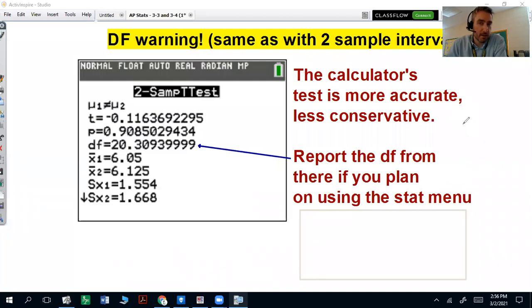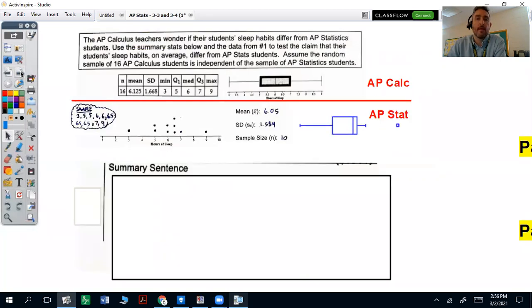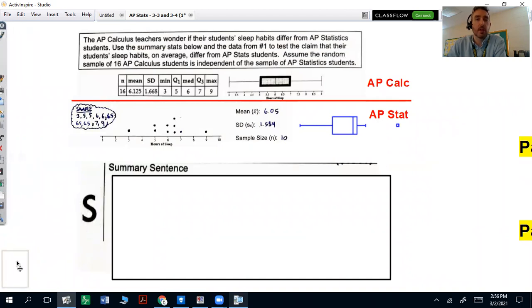Now, the calculator's test is more accurate, less conservative. Report the degree of freedom from there if you plan on using the stat menu. I encourage you to use the stat menu, use the degree of freedom there. So let's do our conclusion. Let's do our summary sentence. We've done our statistical work. Our summary, large p-value, what does that mean?